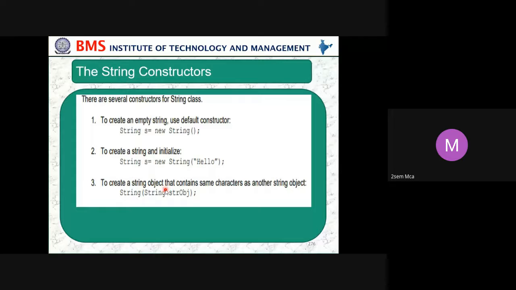Then in the same way, here we have seen empty, here we have seen a string. Now we are using an object to create a string object that contains the same characters as another string object. We declare it with the data type String, and the name given for the object is stringObject. Like this, we can create a constructor and pass objects to it. Here a string is passed. Here an object is passed.